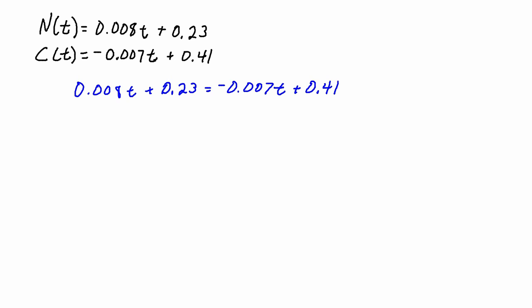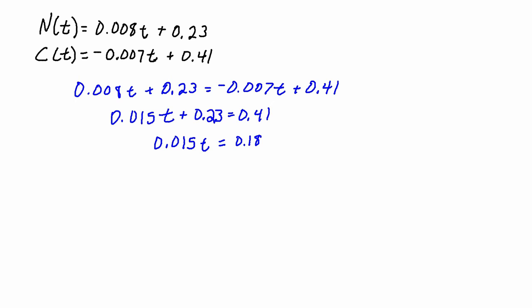My next step is to add 0.007t to both sides. So I have 0.015t plus 0.23 equals 0.41. Next, subtract 0.23 from both sides: 0.015t equals 0.18. Then divide both sides by 0.015, and t equals 12.